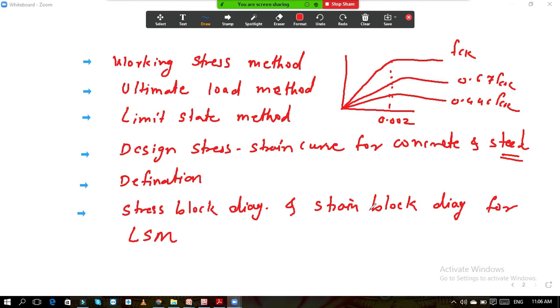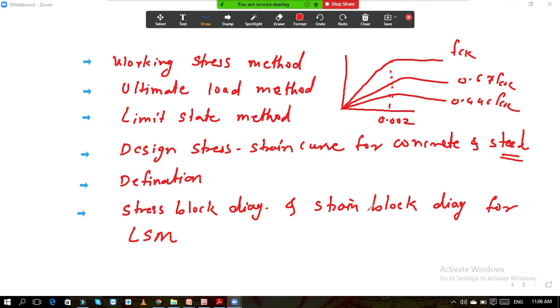We have found the value of the compressive force which is at the top. The depth of the neutral axis from the top is XU, and XU is nothing but the depth. Cu is the compressive force, which is 0.36 FCK B into XU. Tu is the tensile force, which is 0.87 Fy into AST.